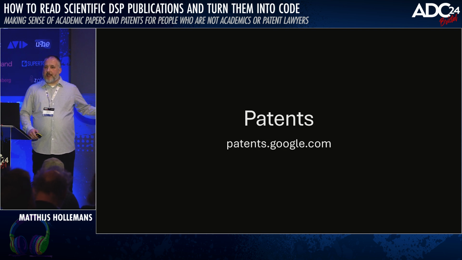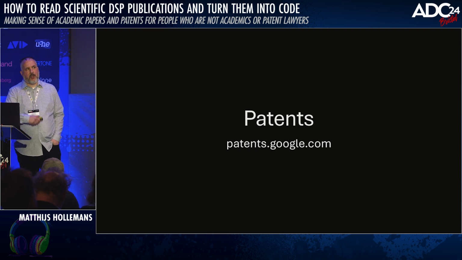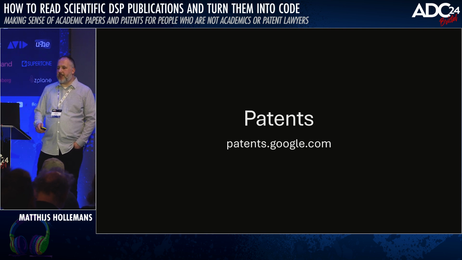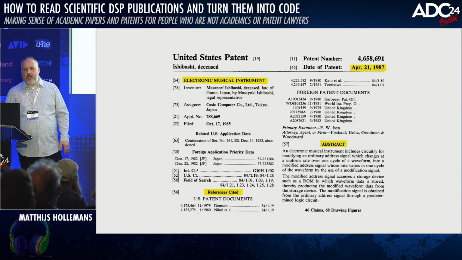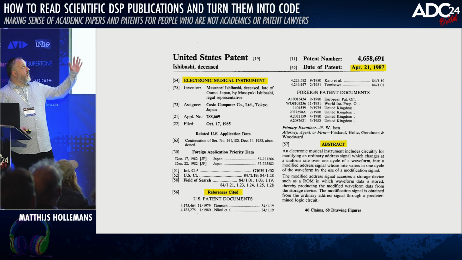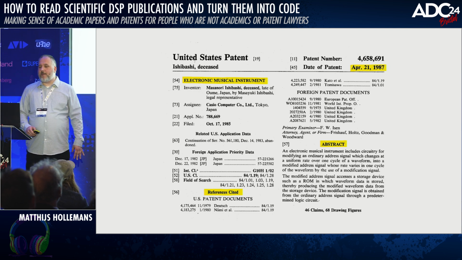The best place to find patents is on Google Patents, because they index stuff from all around the world. And I want to quickly go through this patent from Casio about one of their phase distortion synthesizers. This isn't a very old patent, so you don't need to avert your eyes. A patent has a title. This one is "electronic musical instrument." Very vague. It's typical of patents.